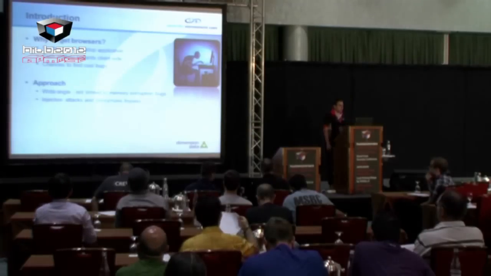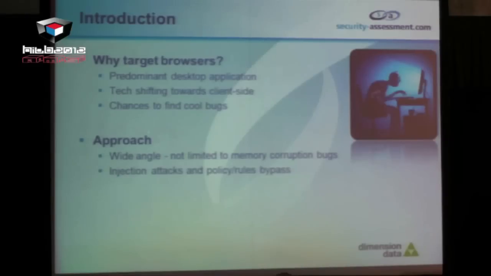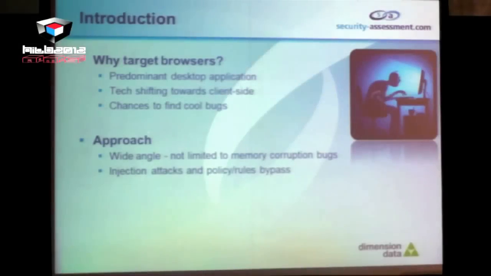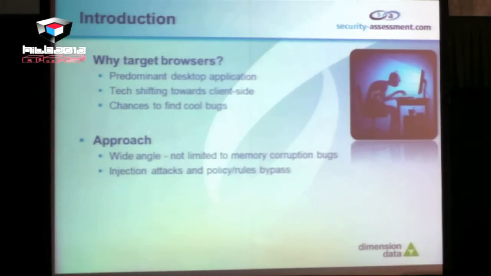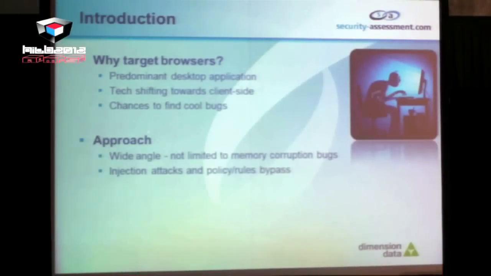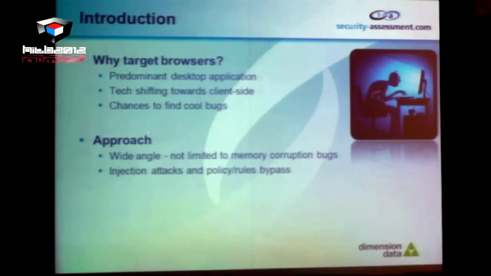So, a short introduction: why did we choose to target browsers? Well, it's mostly because everyone uses browsers, and a lot of technology is shifting to the client side. Once you find a bug in a browser, that's a cool bug because it's affecting so many people. We took a wide-angle approach: we didn't just focus on memory corruption bugs, but also other kinds of bugs, like injection attacks, and also trying to defeat security controls in the browser, like same origin policy. And this is something that you will see soon.